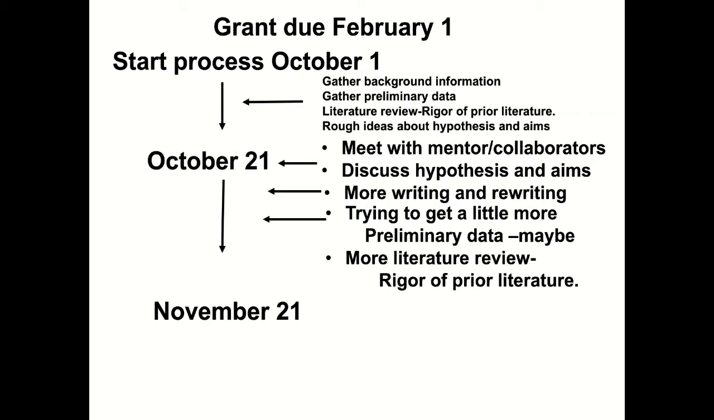So you meet now with your mentor and your collaborators. You discuss your hypothesis and aims. Now there's more writing and rewriting, trying to get a little more preliminary data, maybe you don't need any more literature review, again, rigor of prior literature. This is also a good time, since you're going to be meeting with your mentor, to start talking about a mentoring plan. At the same time, it's a good time to start thinking about your biosketch. So these are things that you can be doing as other things are taking place as well.